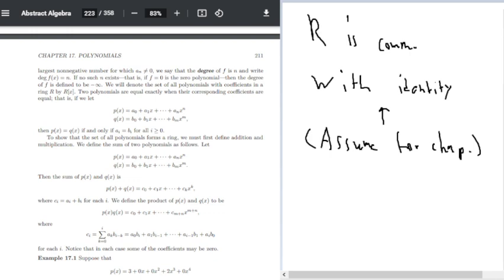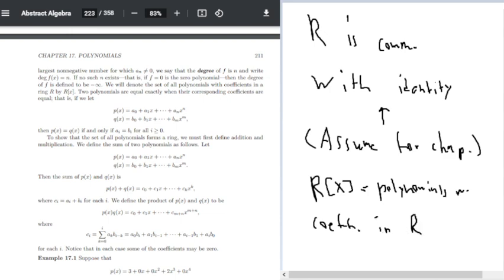We will denote the set of all polynomials with coefficients in a ring R by R[x]. So R[x] is equal to polynomials with coefficients in R.